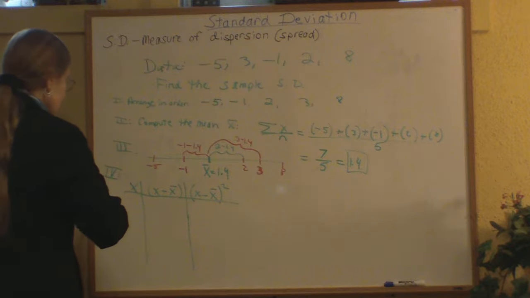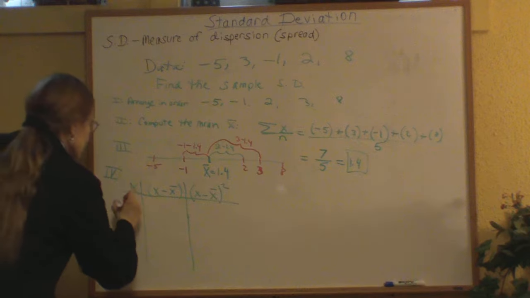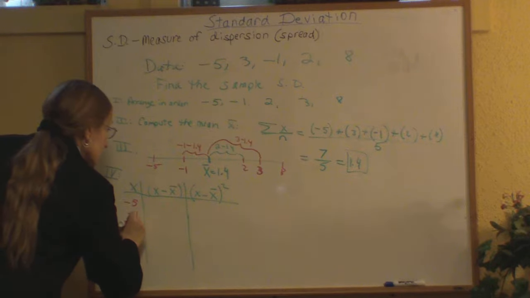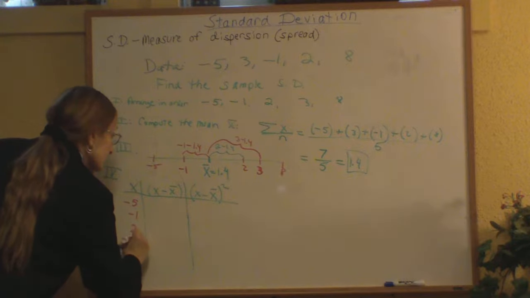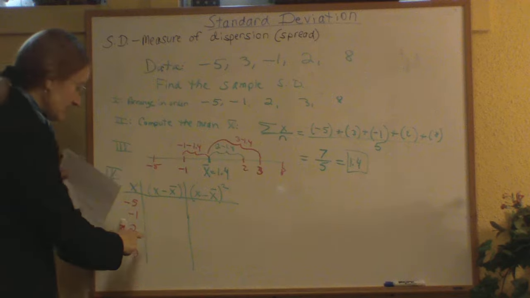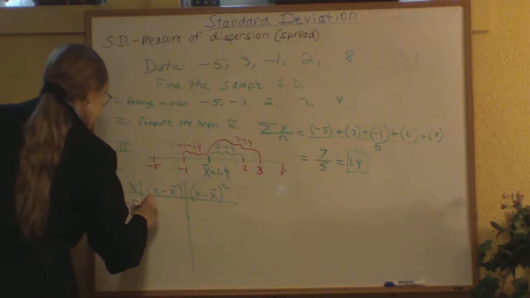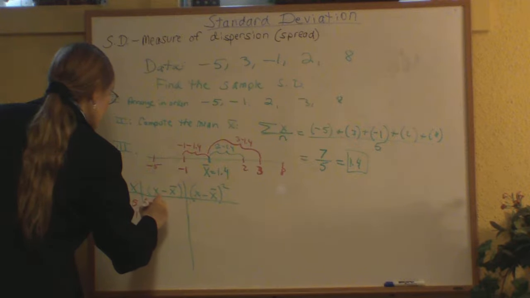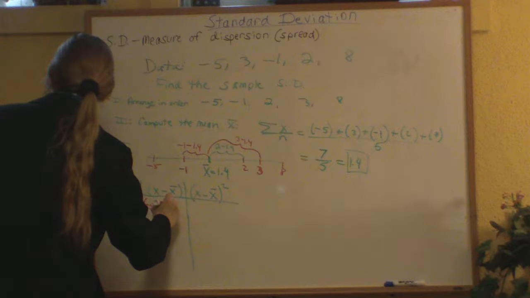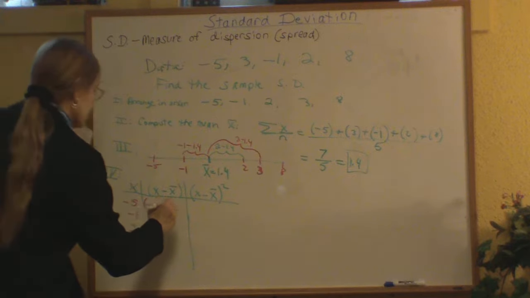Okay. So let's put our integers in order. We have -5, -1, 2, 3, and 8. So once again, these are the original data values. So each score minus the mean. So we got -5 minus 1.4, and that's equal to -6.4.